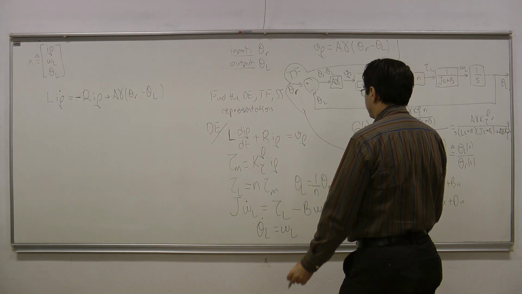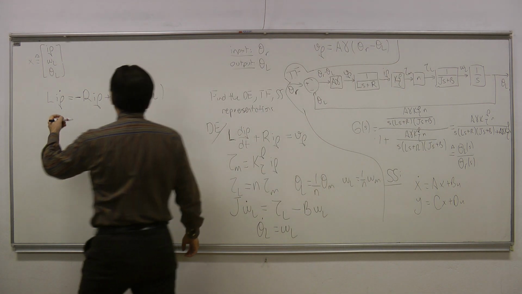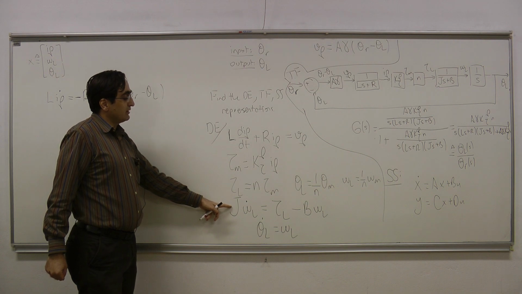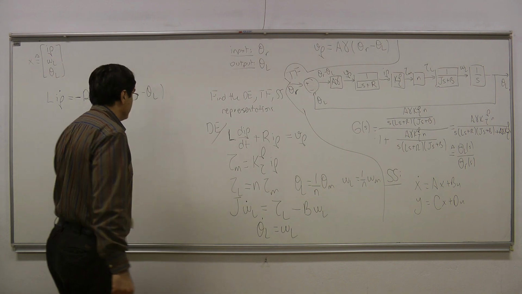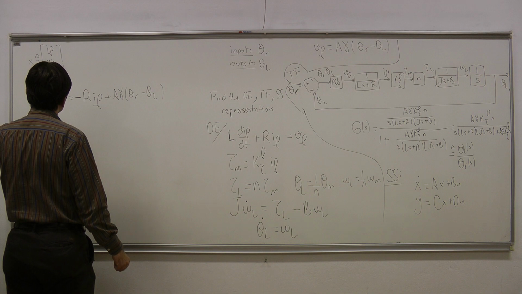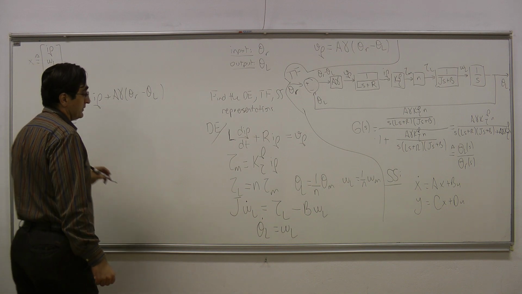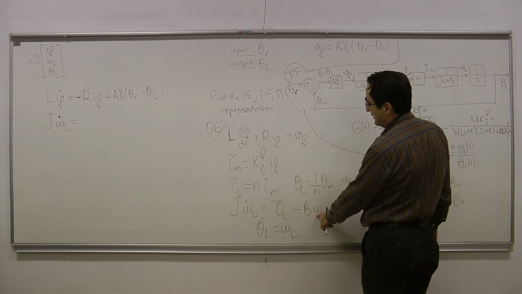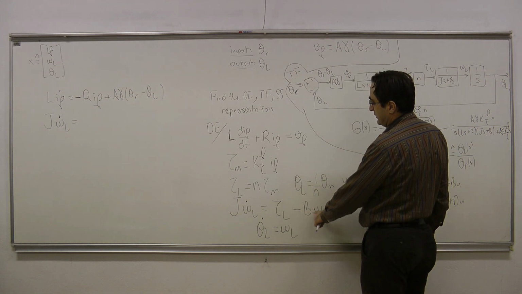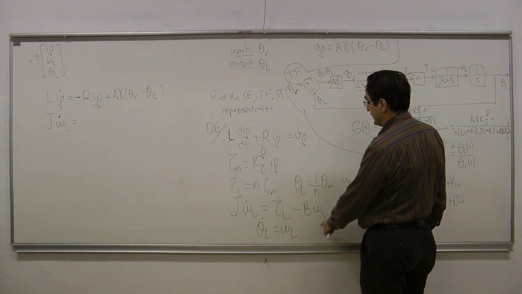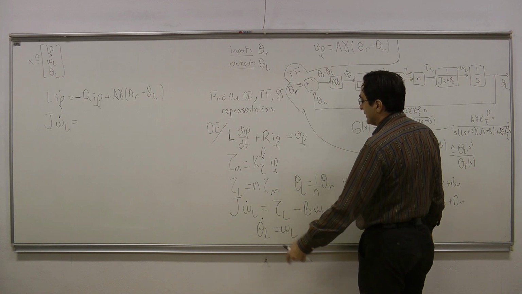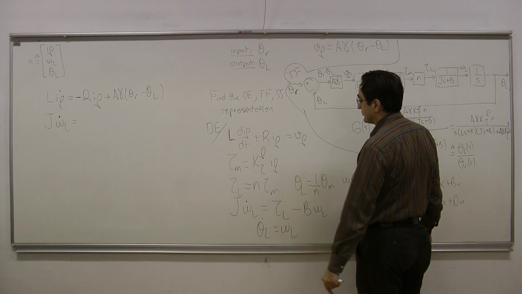And now let us use the second state variable, omega L dot. In order to write my second equation, I will use this equation. J times omega L dot is equal to, the right-hand side is tau L minus B omega L. B omega L is fine. It's a linear combination of the state variables, but tau L is not a state variable. Therefore, I need to express it in terms of my state variables.